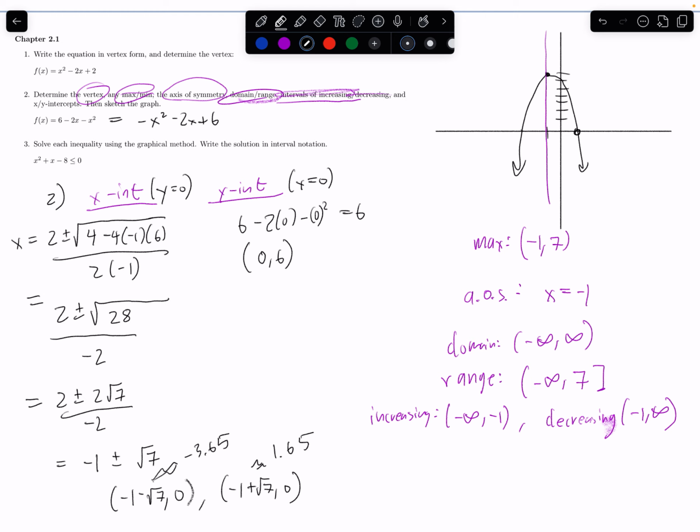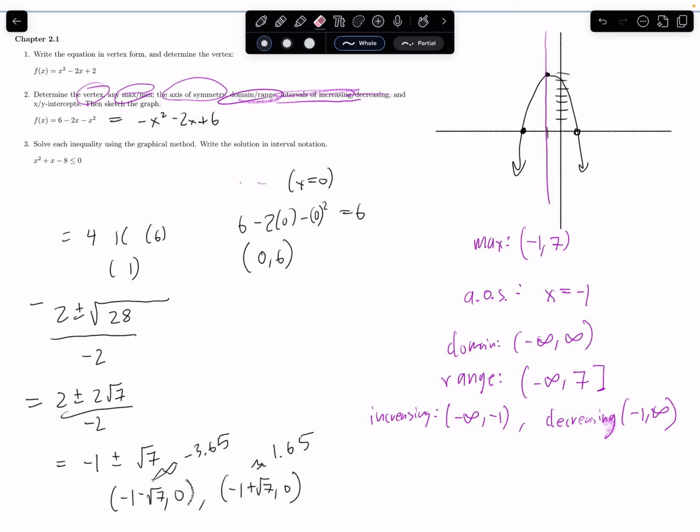So that kind of tells you where these would have been. Yeah, negative 3.65 and positive 1.65. Okay, that's the sketch. We did the sketch already though, and we've answered all those questions. That was number 2. Okay, number 3, one more.